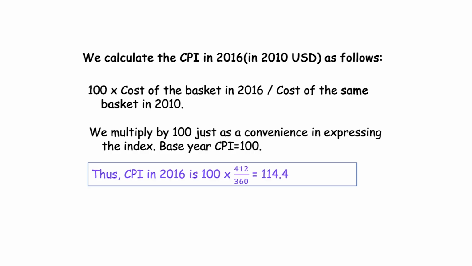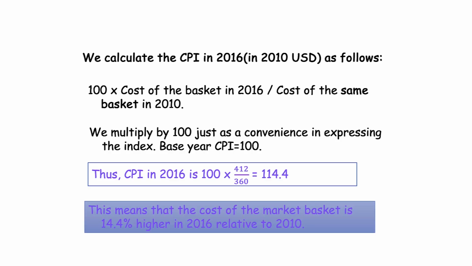In our example, the CPI in 2016 will just be the cost of the basket in 2016, which was $412, divided by the cost of the basket in the base year, 360, multiplied by 100. That gives us a value of 114.4. And the usefulness of using an index is that out of that number we see that the CPI in 2016 is 114.4. That means the percentage increase in the cost of living, or the prices in the representative basket of goods, was 14.4% over that period. So we just subtract 100 and we get the percentage increase.